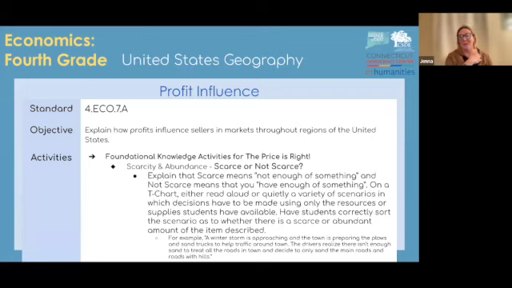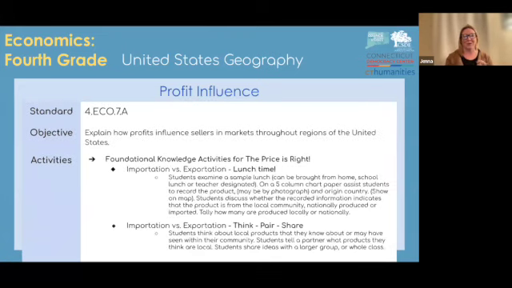So for example, a winter storm is approaching and the town is preparing the plows and sand trucks to help traffic around town. The drivers realize there isn't enough sand to treat all the roads in town and decide to only sand the main roads and roads with hills. Does that mean they have a scarce amount of sand or an abundant amount of sand? The next one is all about importation versus exportation. So the first one is about lunchtime, right?